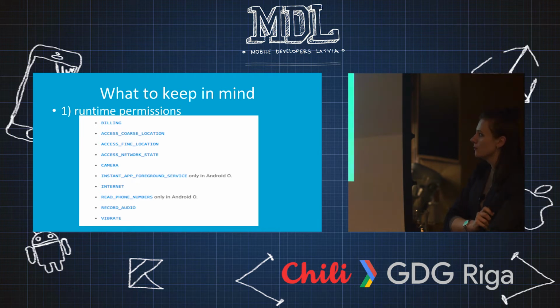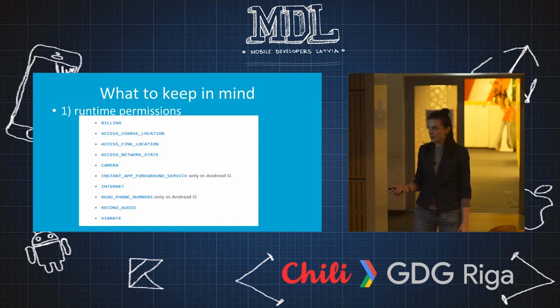That's it. Now I also wanted to share with you some things to keep in mind when you are building an instant app. Firstly, we do have runtime permissions available to us in instant apps, and this is exactly the list of runtime permissions that are available to us.